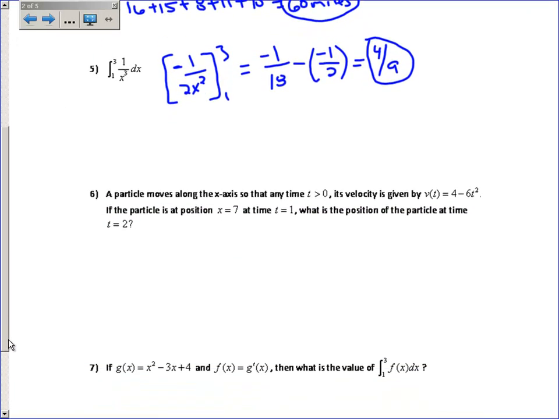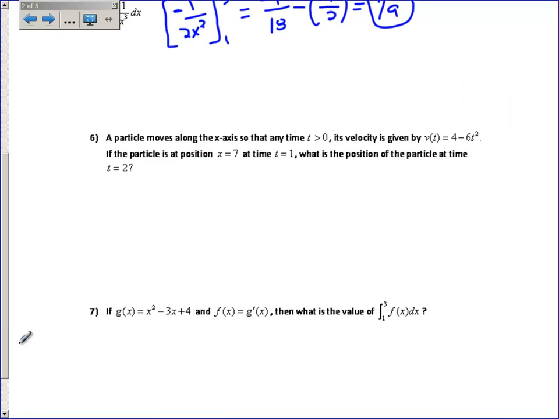Alright, next question. Particle moves along the x-axis. Velocity is given by a certain function. I've got an initial condition of x equals 7 when t equals 1. I've got to find the position of the particle at t equals 2. So what I'm going to do here is find an antiderivative for v of t. Put a plus c in my little answer. I'm going to see if I can't go back and find my position.